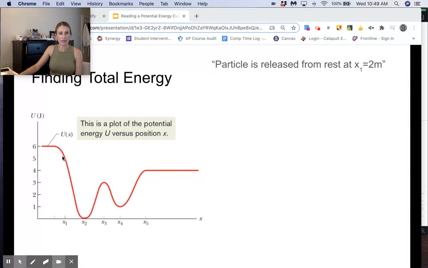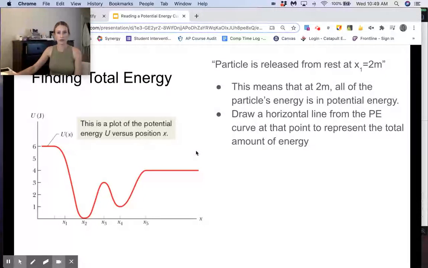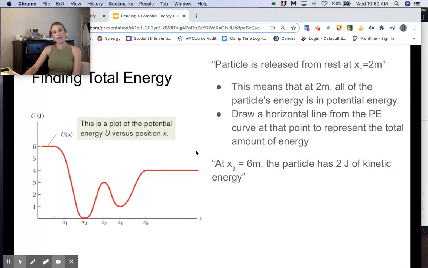You would come up here to this position x1, wherever we're at on this potential energy curve, and you would draw a horizontal line at that point. So this means, like I said, that at 2 meters, all of the particle's energy is in potential energy. You would draw a horizontal line from the potential energy curve at that point to represent the total amount of energy.